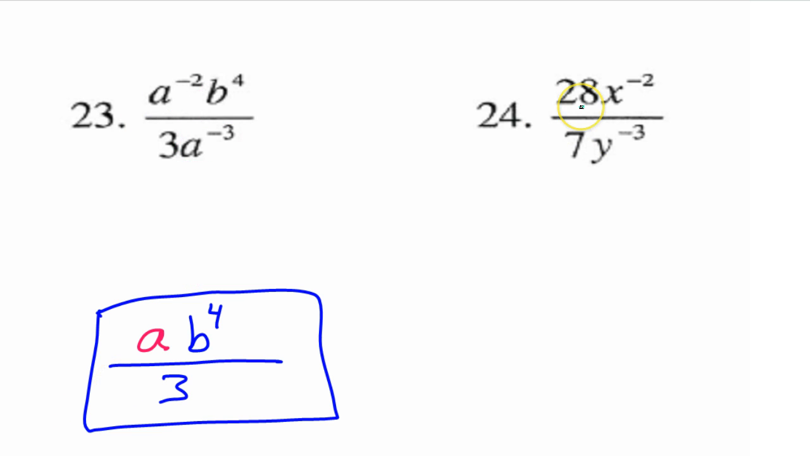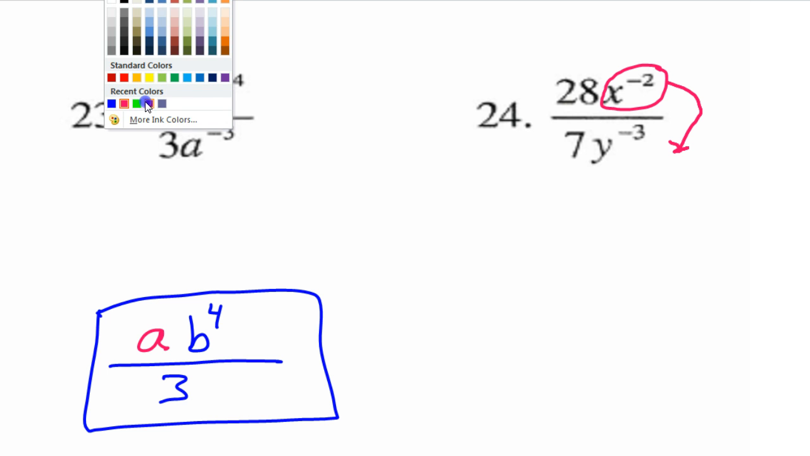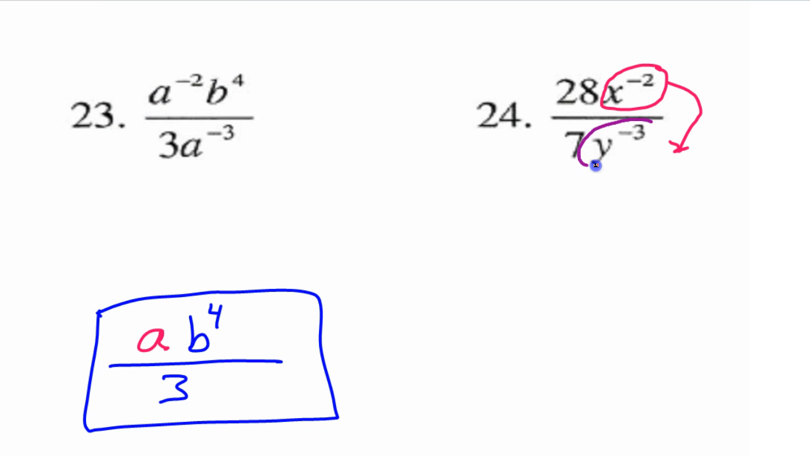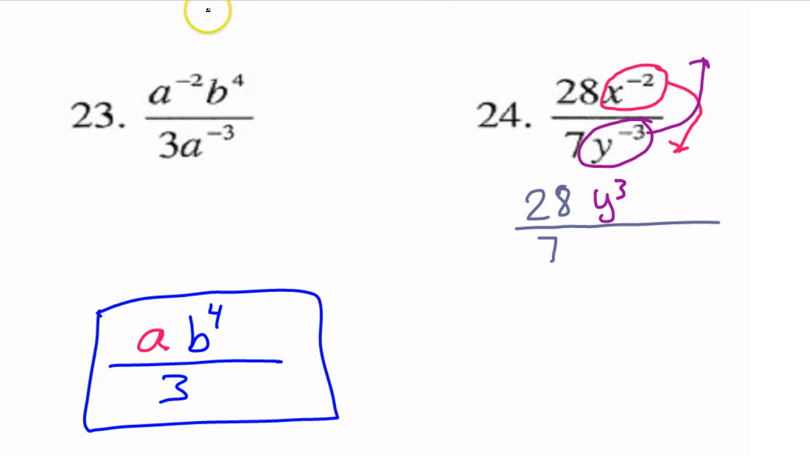Looking at number 24. These are the factors that have negative power. So this one is going to have to drop down, and this one is going to have to go up. The other two are going to stay right where they are. So I will have this 28 and the 7. I will divide those in a moment. But the y moves up, so I will have my y to the third power in the numerator. The x is going to move down, so I'm going to have my x squared in the denominator.